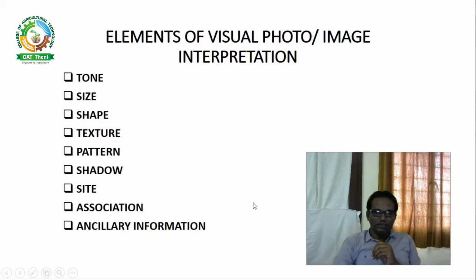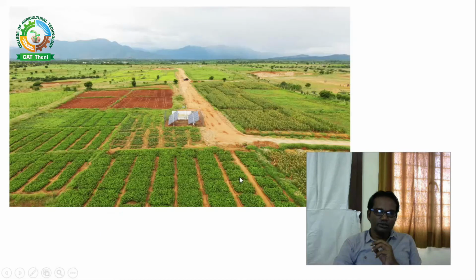Okay, then apart from these elements, actually these tone, size, shape, texture, pattern, shadow, site, association are the elements of visual photo image interpretation. Apart from these elements, we have to know about the ancillary information. Ancillary information is otherwise called non-image information. It cannot be collected through this image. That information is called ancillary information.